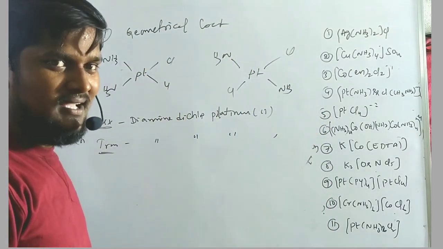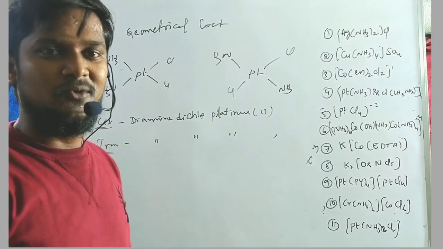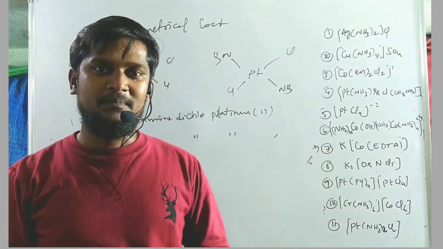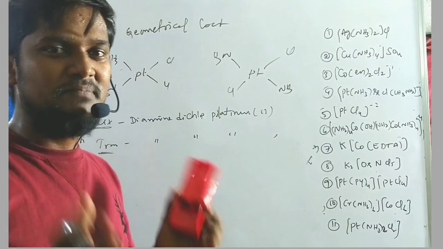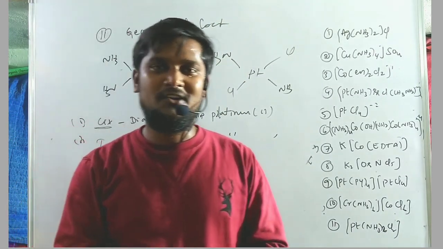So we know that cisplatin is used in anti-cancer chemotherapy. These are the best and simple manner to write the IUPAC nomenclature of coordination complexes.